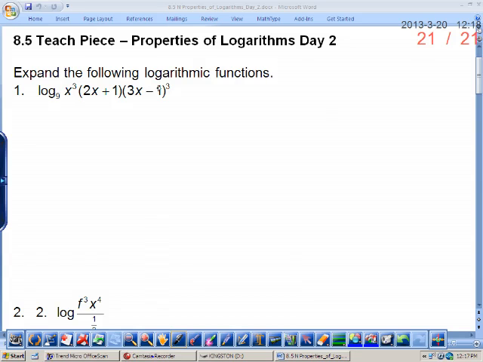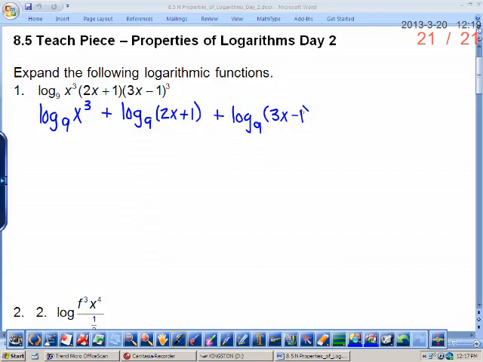Log base 9 of x cubed times 2x plus 1 times 3x minus 1 cubed. This whole thing is the argument. So notice that we have three terms essentially being multiplied together. We have three factors, so we're going to break this up into three logs. So we're going to have log base 9 of x cubed plus log base 9 of 2x plus 1 plus log base 9 of 3x minus 1 cubed.